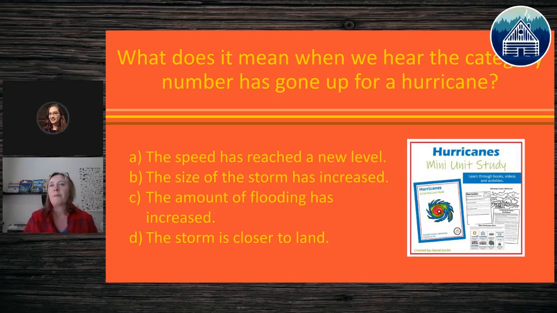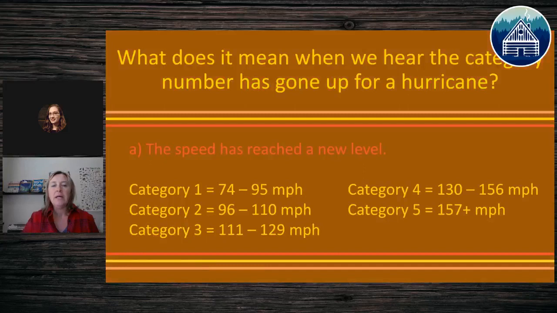She is guessing B, the size of the storm has increased. All right, we kind of seem to be in the A and B. Pretty much. It looks like everybody's sticking with the A or B. All right. It is A. The speed has reached a new level.